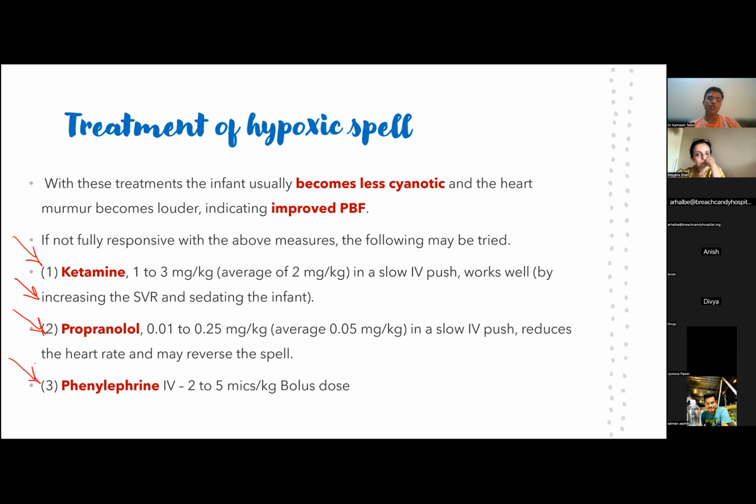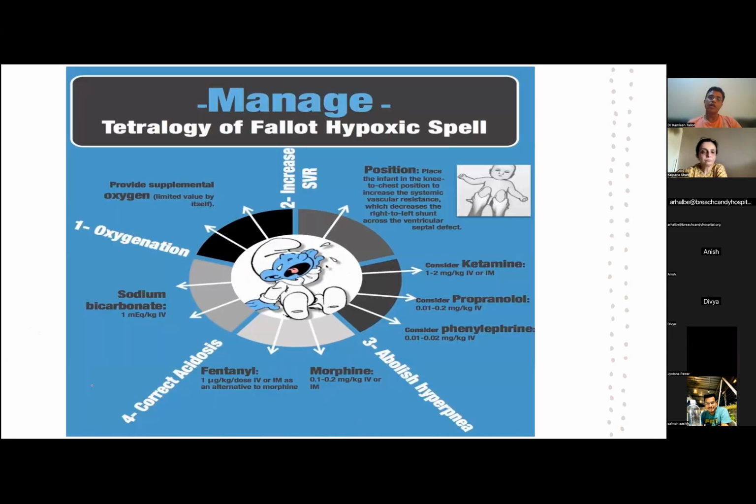And as boluses, an alpha agonist, phenylephrine, can be used in the dose of 2 to 10 mics per kg bolus doses. Sometimes even an infusion can be started if there is a prolonged TET spell. So this is, in a short summary, how to manage the hypoxic spell. Oxygenation, in my opinion, is doubtful and will not help much.